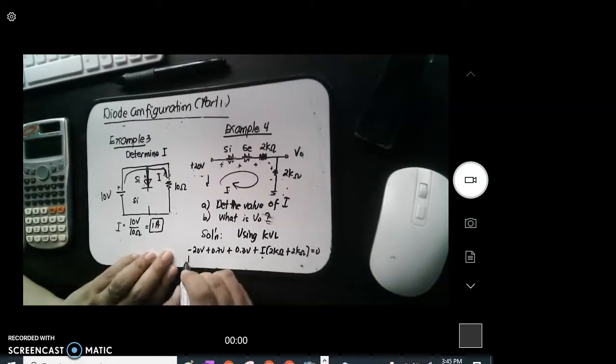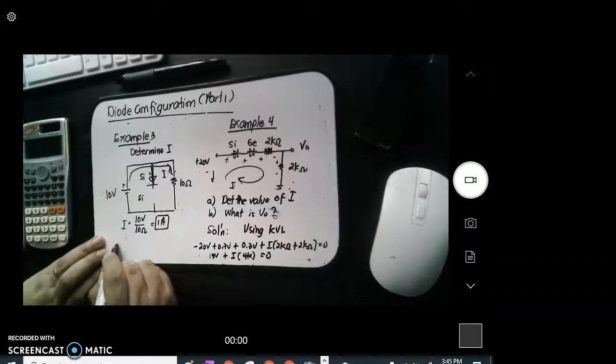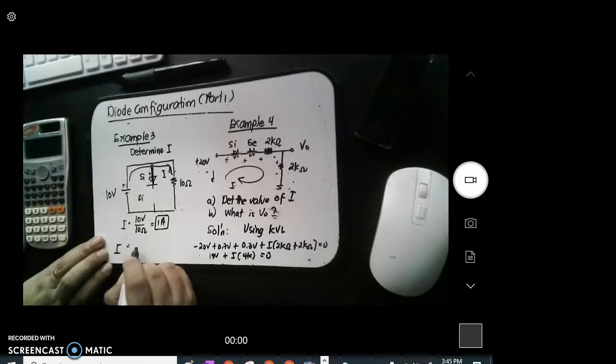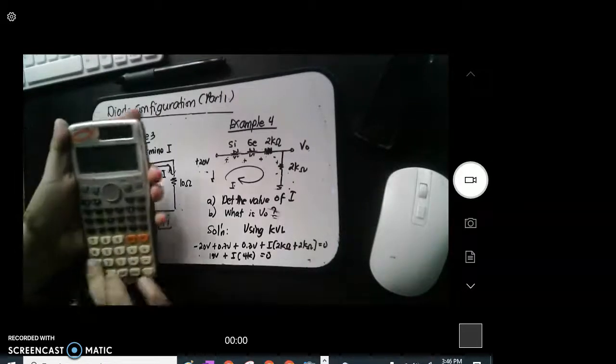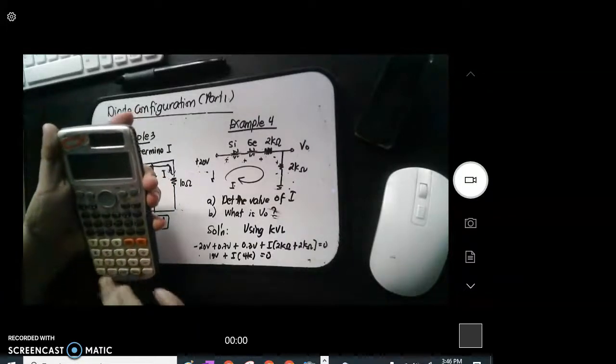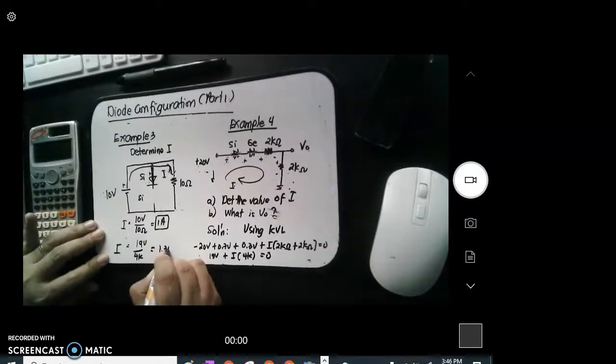So, what is now the value of your I? Negative 20. 0.7 and 0.3 is 1. So, negative 20 plus 1 will give you a value of negative 19 volts. Plus, I times 2K and 2K, that is simply equal to 4K, equated to 0. Therefore, what is now the value of your I? I is simply equal to 19 volts divided by 4K. Or, if you're going to look at your calculator, that will be 19 divided by 4,000, that will be 4.75 milliampere.